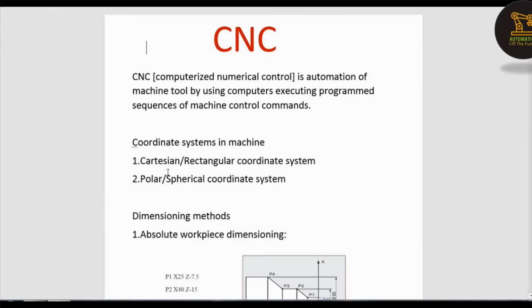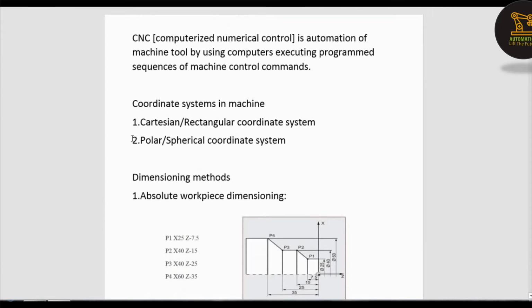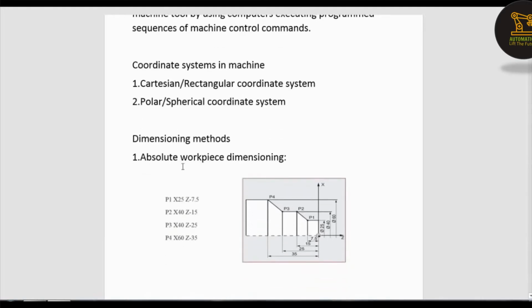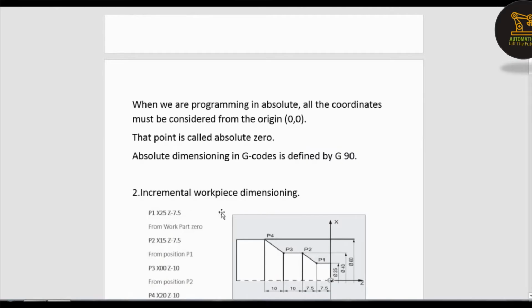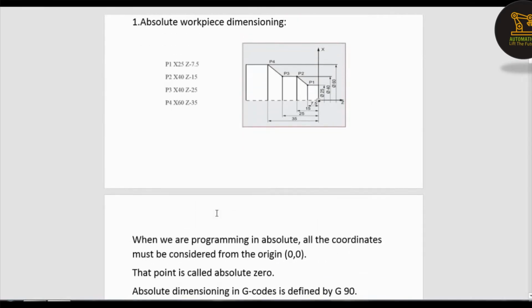There are two types of dimensioning methods in programming. First one is absolute workpiece dimensioning and the second one is incremental workpiece dimensioning. Now let us discuss about absolute workpiece dimensioning. When we are programming in absolute, all the coordinates must be considered from the origin 0, 0. That point is called absolute 0. Absolute dimensioning in G codes is defined by G90. At the point P1, P2, P3 and P4, the reference will be the origin point.